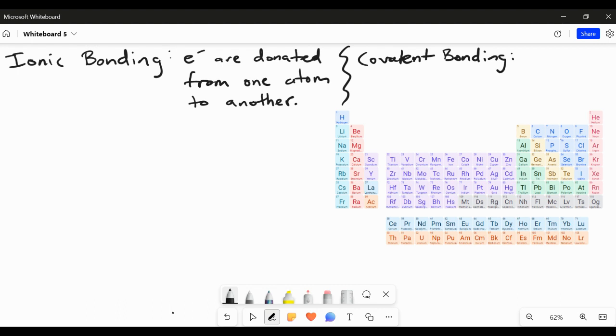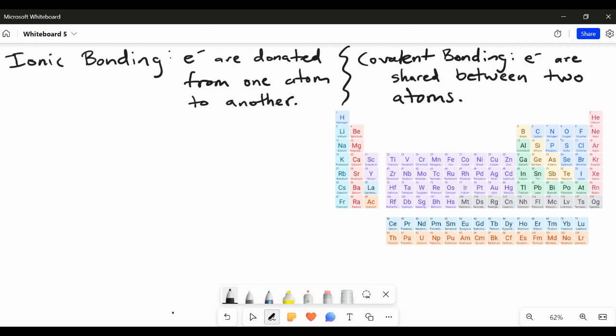Covalent bonding, on the other hand, is when electrons are shared between two atoms. And this is the key difference between them, because in the first one, one loses and one gains. The other one, covalent bonding, they're both sharing those same electrons.